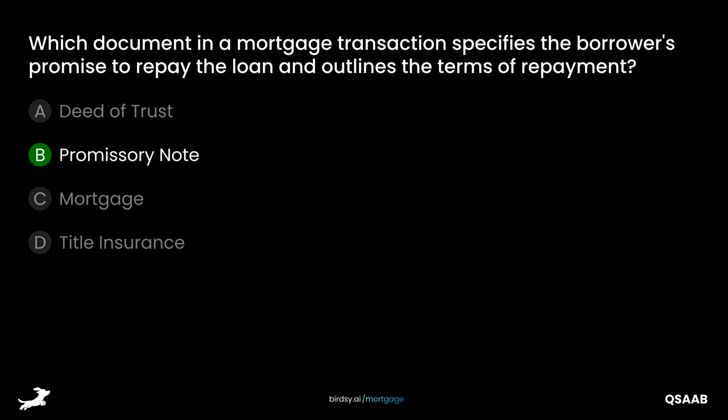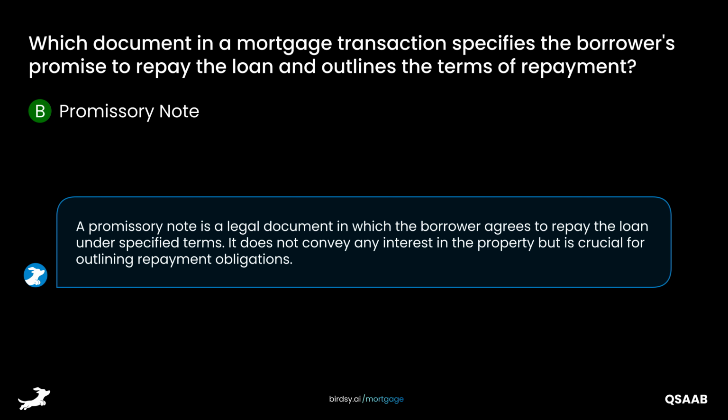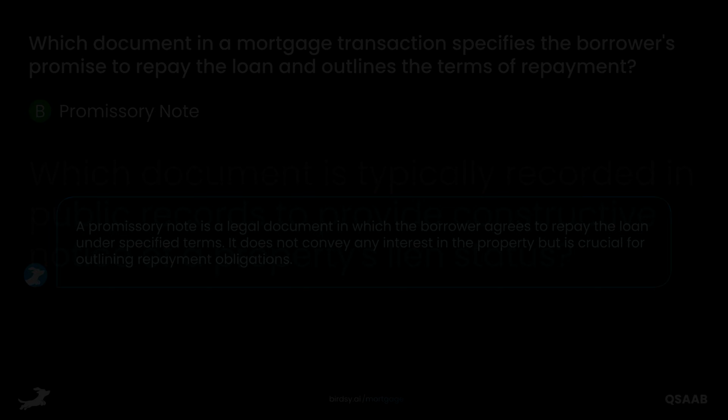promissory note. A promissory note is a legal document in which the borrower agrees to repay the loan under specified terms. It does not convey any interest in the property, but is crucial for outlining repayment obligations.